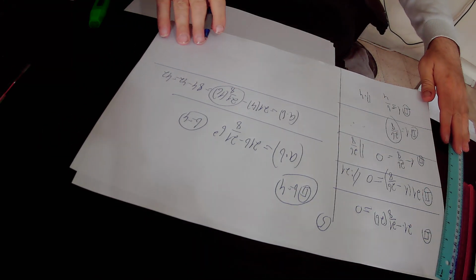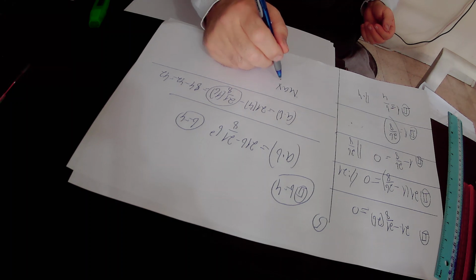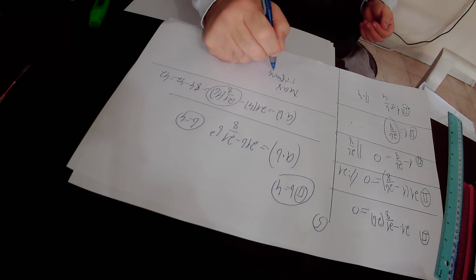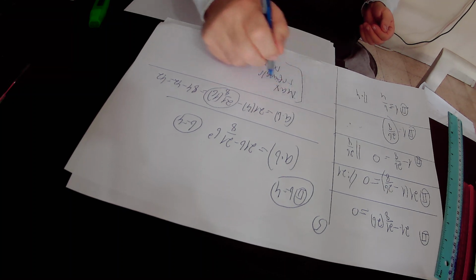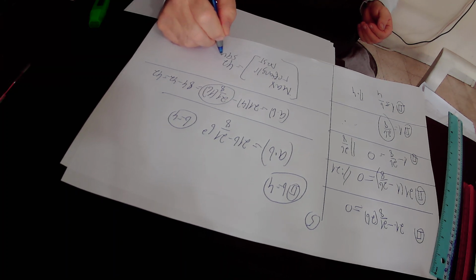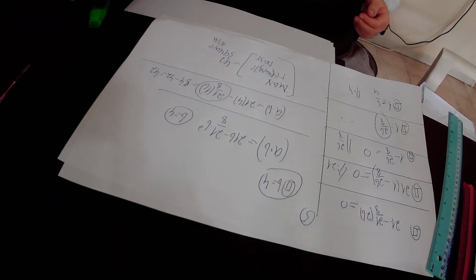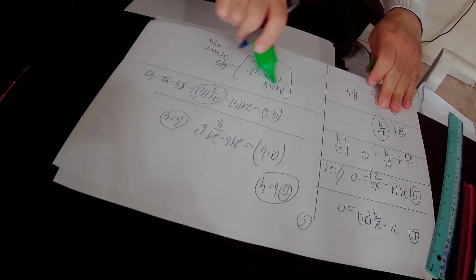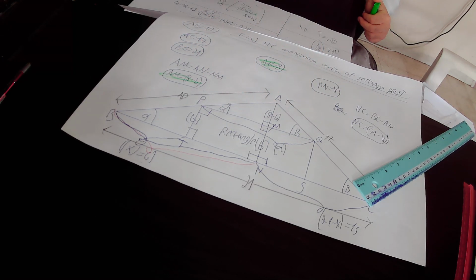So we found out that the maximum area of rectangle PQST is equal to 42 square units. That is actually the answer to the question. Repeat again. The maximum area of this rectangle PQST is 42 square units.